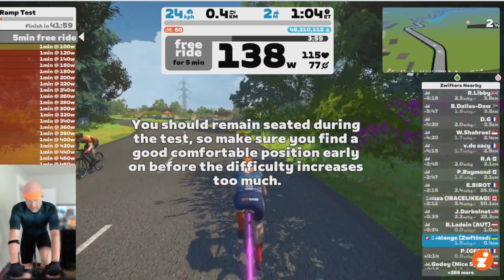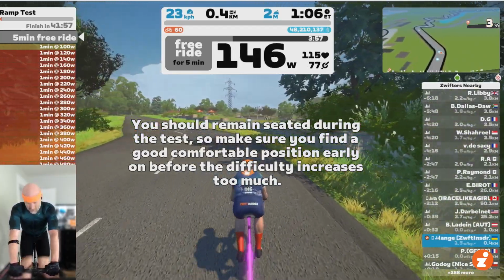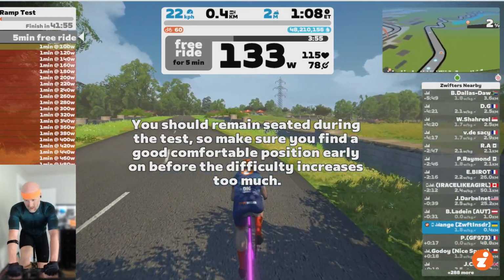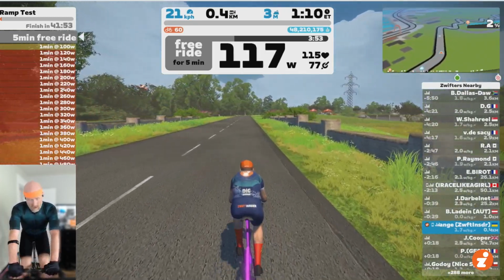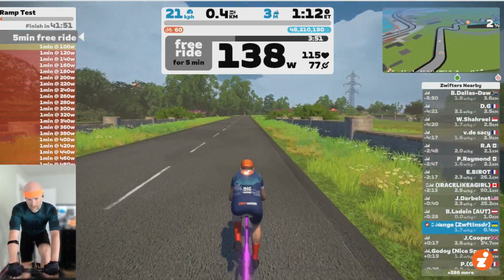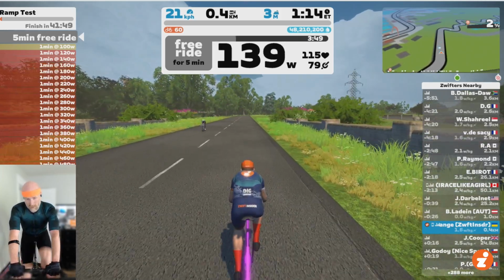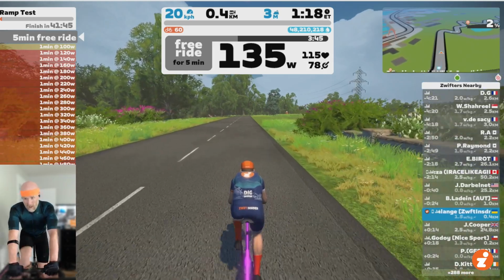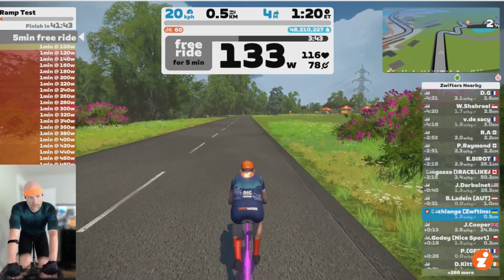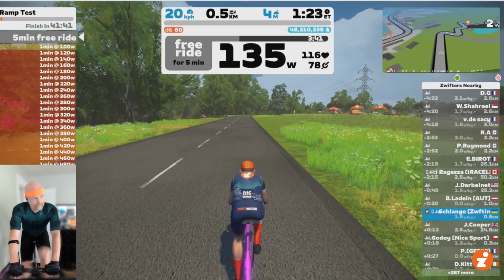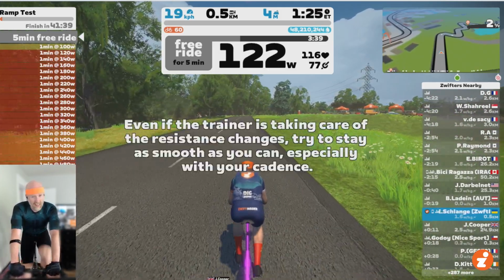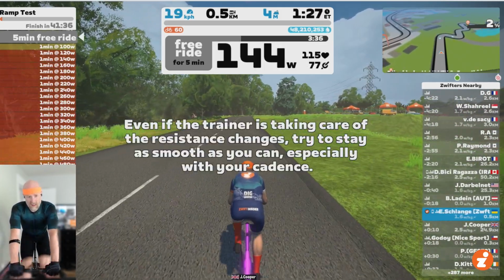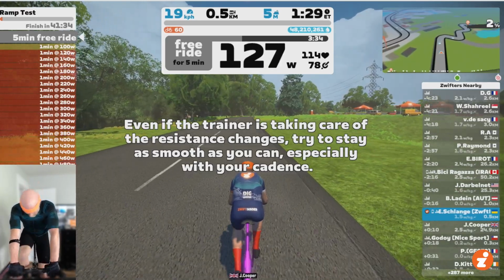My hunch is my legs are still just not recovered from the 20-minute FTP test that I did 2 days ago, which was horrendous, by the way. We'll give it a go.